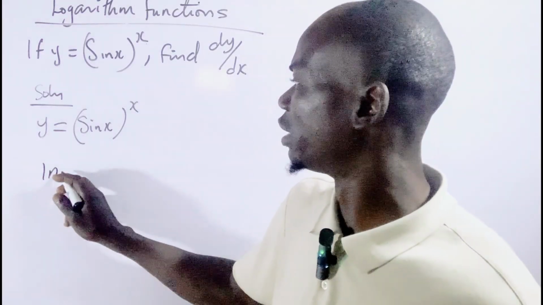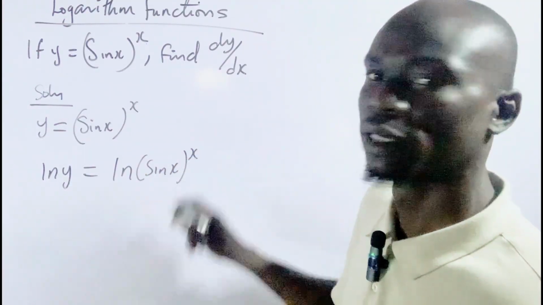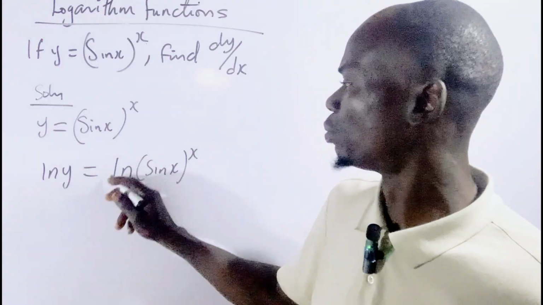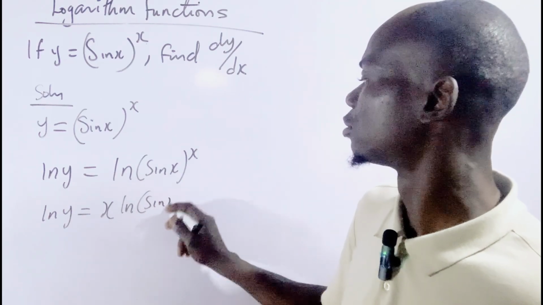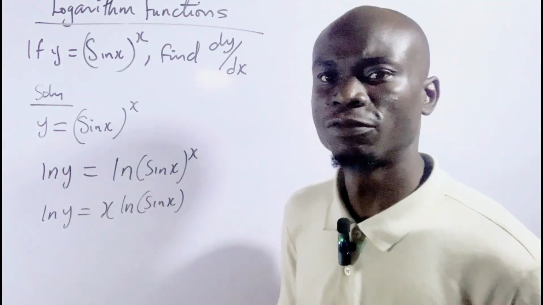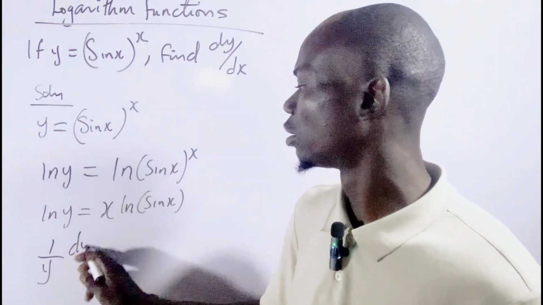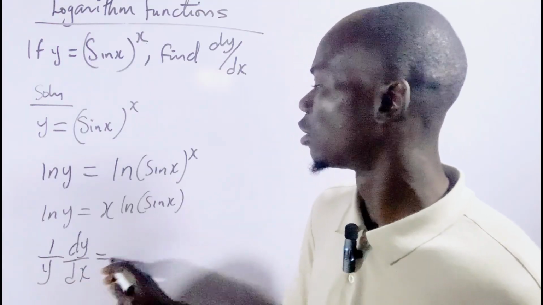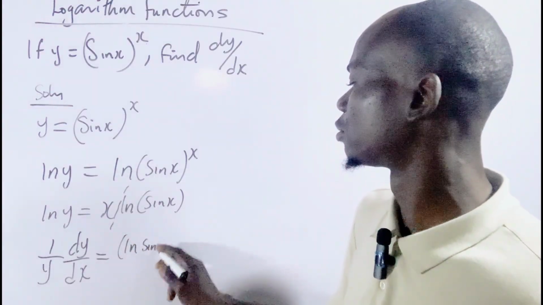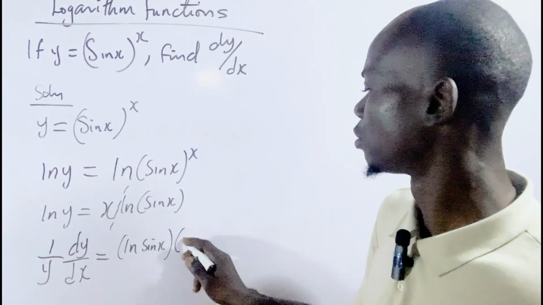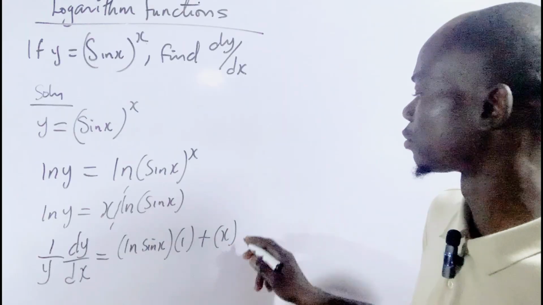If I do that, I'm going to have ln y equals ln sin x raised to power x. Remember, the aim of taking the logarithm is to drop the power. So I have ln y equals x ln sin x. So the next thing is to differentiate both sides. If I differentiate y, I have 1 over y dy over dx is equal to, you see this is product rule, so you leave the second, ln sin x, times differentiate the first, that's 1, plus leave the first, differentiate the second.